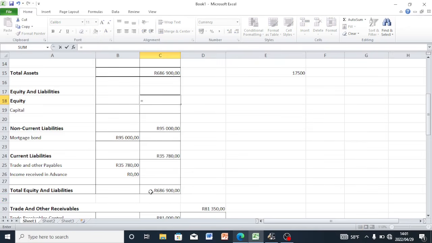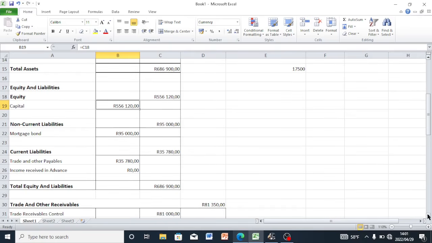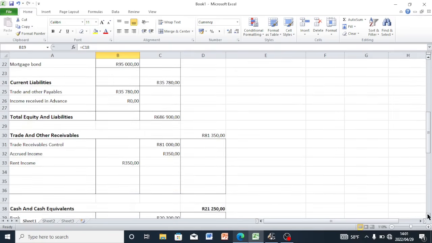We are going to say 686,900 rands minus 35,780 minus 95,000 rands, which is giving us 556,120. So meaning that our capital is equal to 556,120. So we are going to take this amount and record it under our capital note.